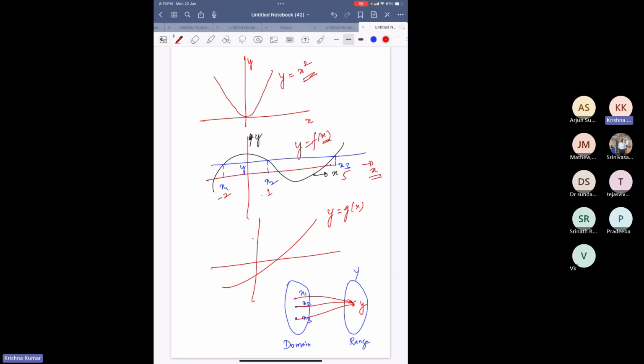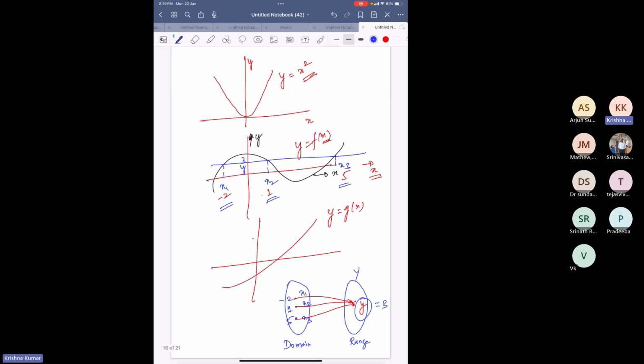Now under these circumstances, when I put x1, x2, x3, I have three different values of x. Again, let me clarify: x1 is -2, x2 is 1, and x3 is 5. So -2, 1, and 5 take us to a particular value of y. Let us say that value is 3. So they all take me to 3. That's fine. Many to 1.